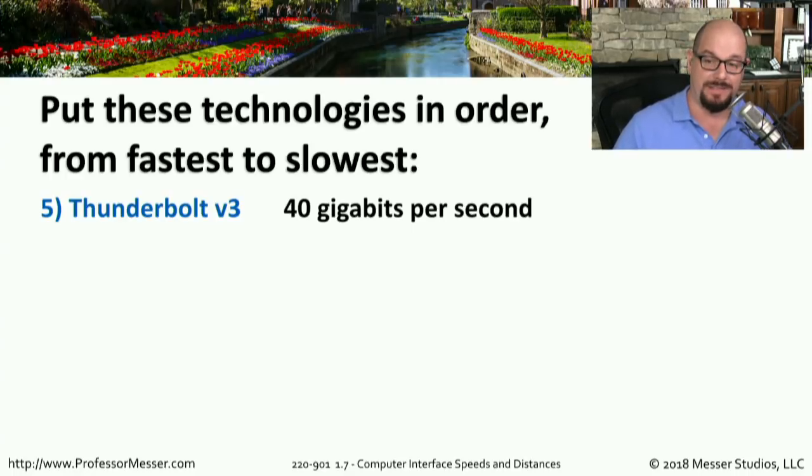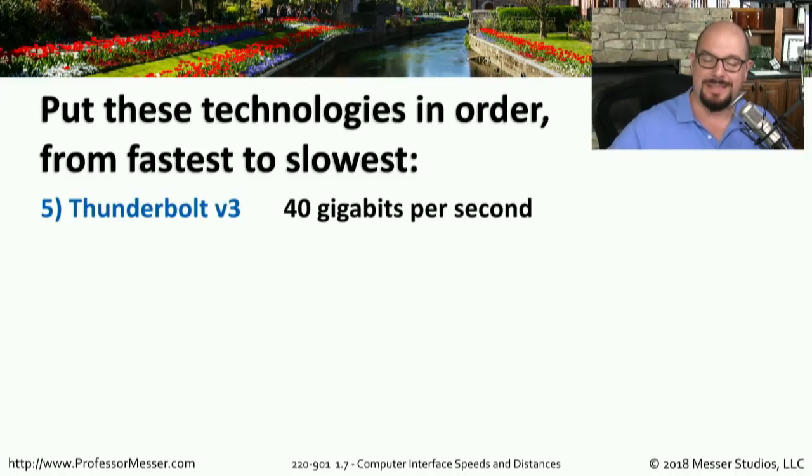That is indeed the fastest on here. Number 5, Thunderbolt version 3. I see a number of you are answering number 5. You're absolutely right. 40 gigabits per second. You can get a lot of throughput through a Thunderbolt V3 connection. A pretty fast setup if you're running Thunderbolt version 3.